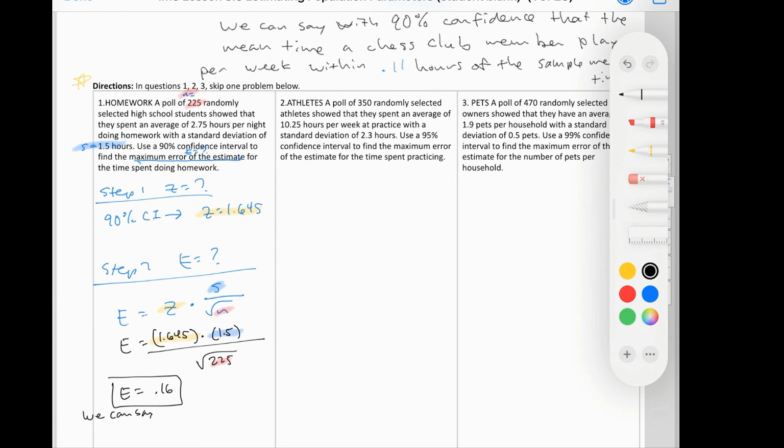We can say, with 90% confidence, the mean time a student does homework per week, I'm abbreviating, go faster, within 0.16 hours of the sample mean time.